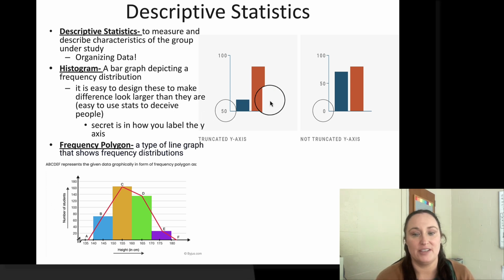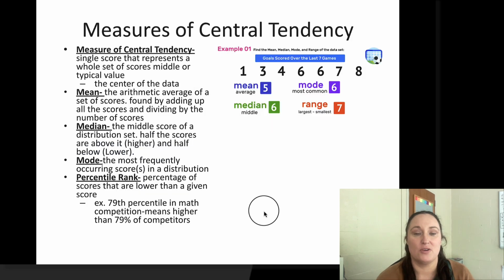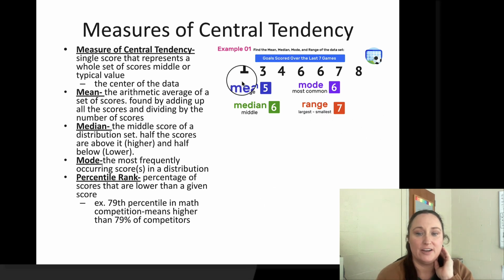And just for reference, histogram, that's your vocab, bar graph, and polygon is the line here showing the data points. A measure of central tendency is any measure that is trying to find the center of the data. So there's mean, median, and mode. For the mean, you add up all the data points and divide by the number of data points. You can do that over here and see that the mean is 5.